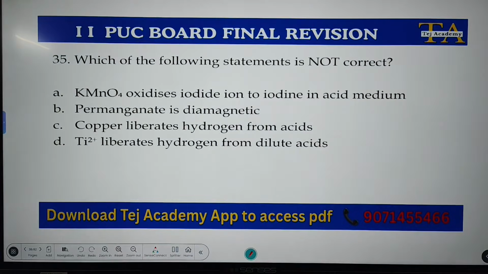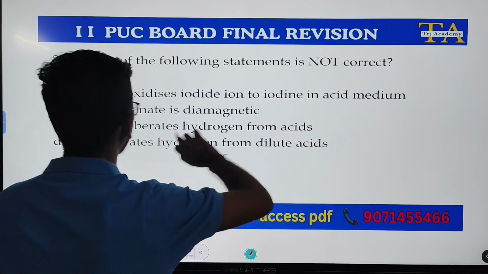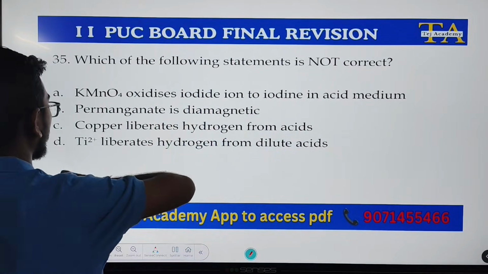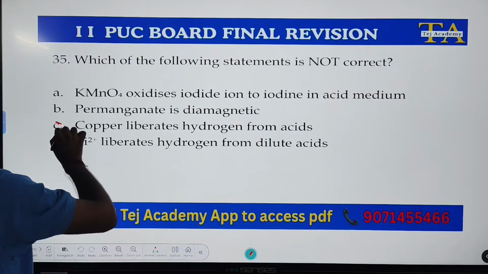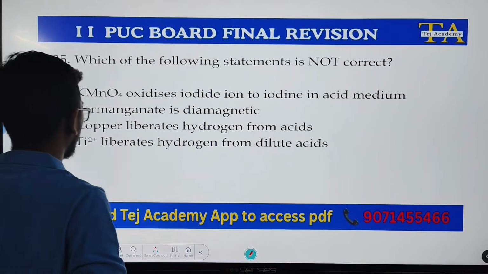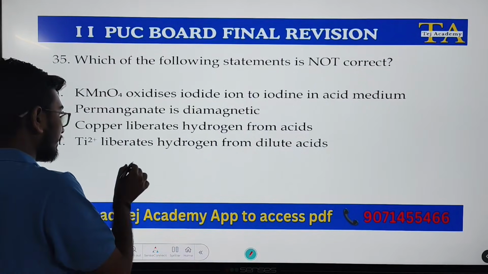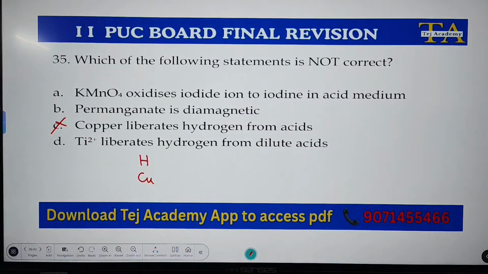35th. Which of the following statements is not correct? See, KMnO4 oxidizes iodide into iodine in acidic medium, correct. Permanganate is diamagnetic, correct. Copper liberates hydrogen from acids, so this is wrong. Ti2 plus liberates hydrogen from dilute acids, correct. If you see the electrochemical series, copper is below hydrogen, so it can't replace the hydrogen. So which option is correct? Option C is the right answer for this.